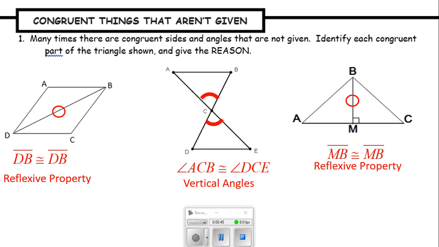We also had some extra information because we have a right angle here. We know that this is a right angle. So we mark that in the picture, and then I can say these two angles, AMB and CMB, are congruent. And the reason for that is right angles are congruent.